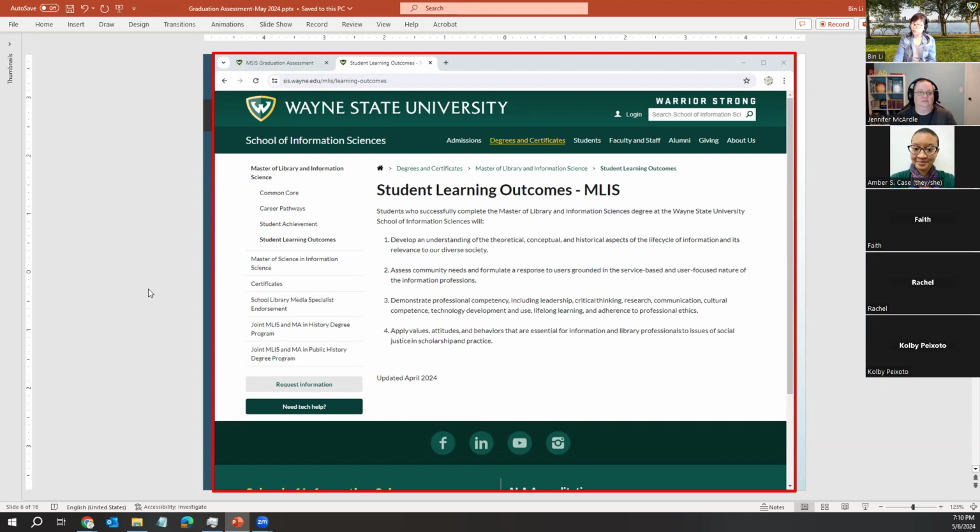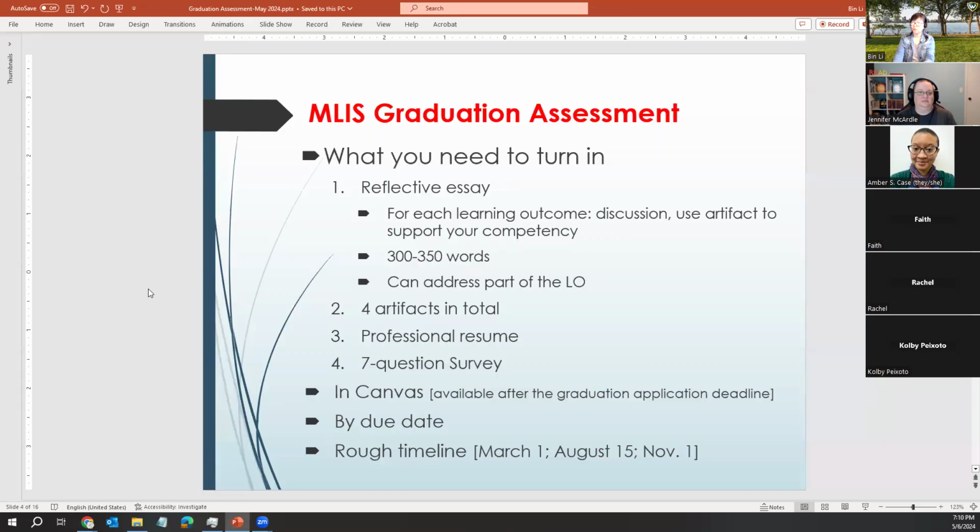And you need to discuss each of them. So in your reflective essay, you talk about each learning outcome, what you think they mean to you, how you understand it, and then you use a course artifact to say that what you did in that artifact demonstrates that you are proficient in this learning outcome.